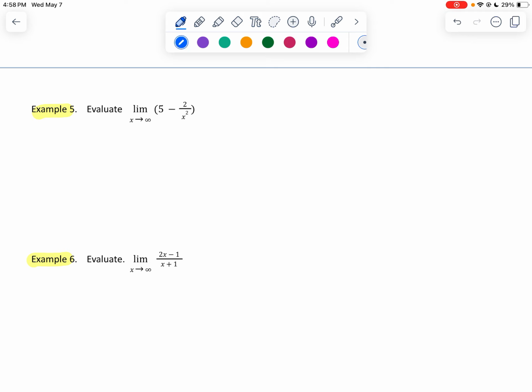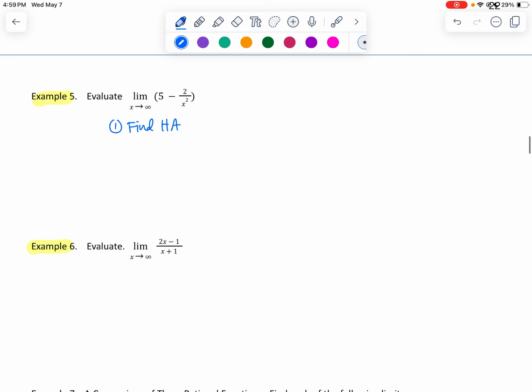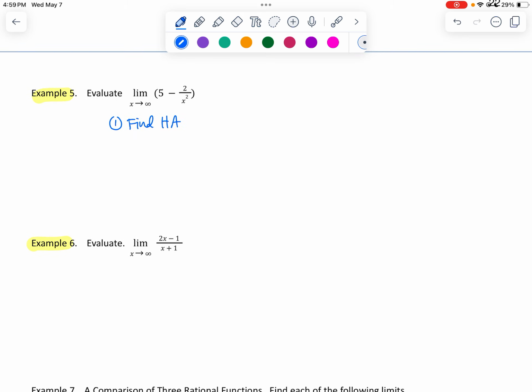So there are 2 different methods. I'm going to teach you guys both, and then you guys can figure out which you would prefer for these problems. Okay, so the first one is we are going to find the horizontal asymptote. So my function right now says the limit as x is approaching infinity of 5 minus 2 all over x squared. So I'm going to first find a common denominator.